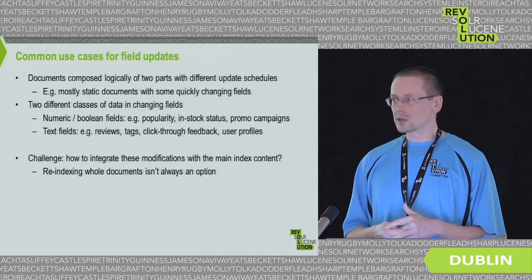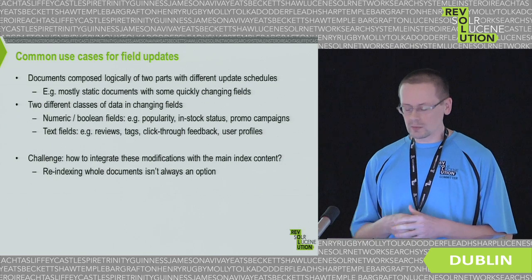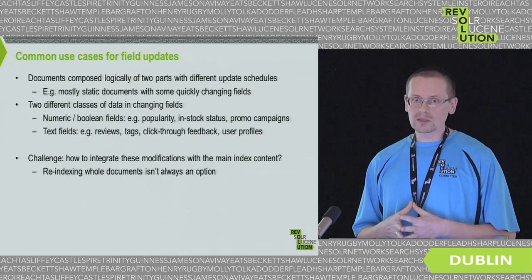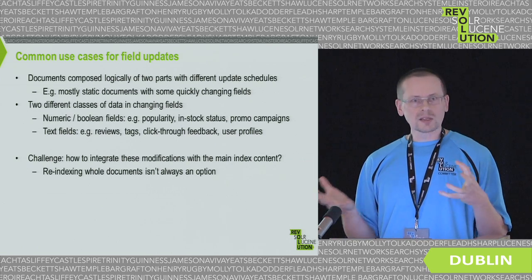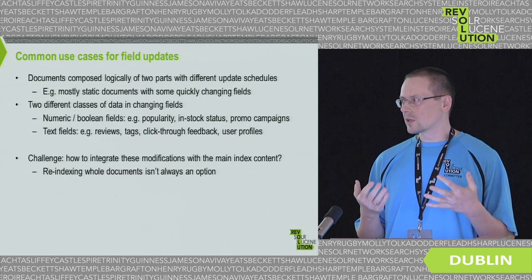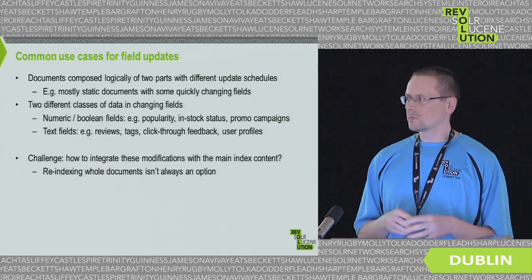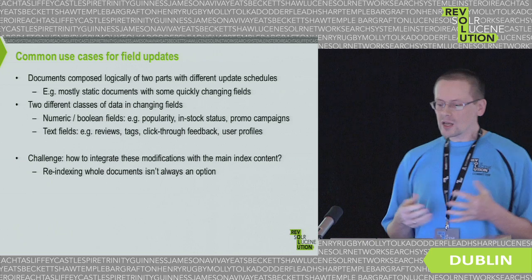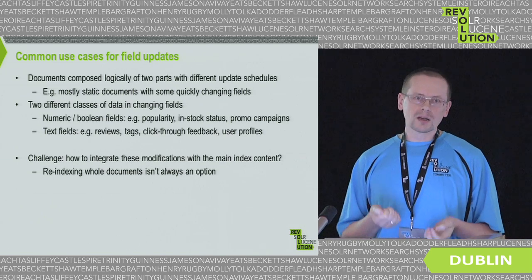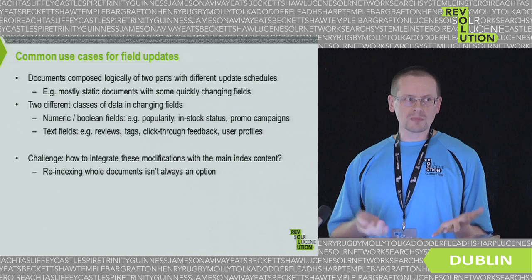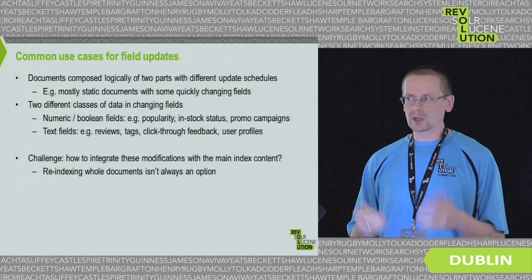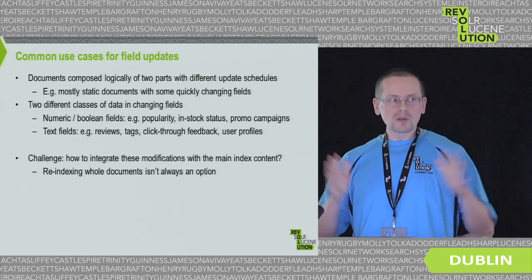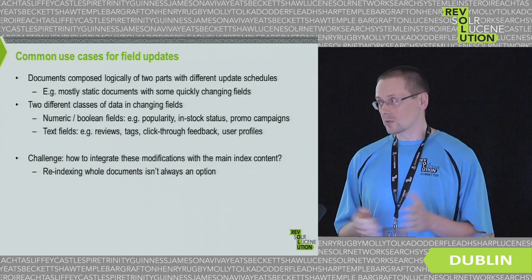Or if you collect click-through feedback, I'm going to talk about this a little bit more later. Or if you want to index user profiles. All of these scenarios require that you update pretty frequently parts of the documents that need to be also full text searchable. So the challenge is how to integrate these relatively minor modifications with the main index, which may not be changing so frequently or changing at a different pace than these updates. Reindexing the whole thing all the time isn't always an option, right?